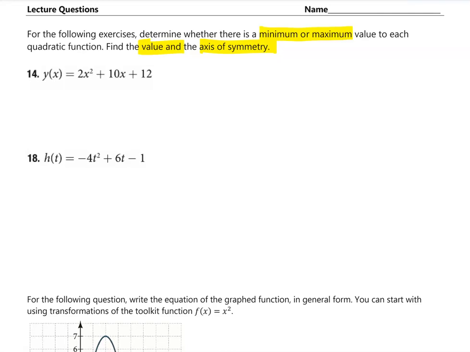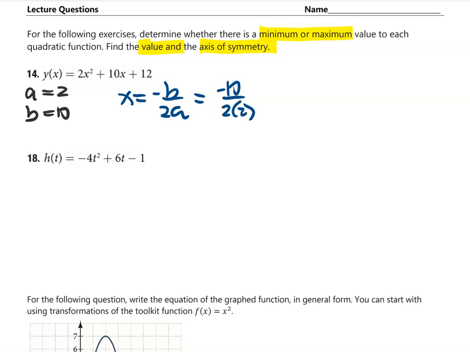Since it's in the general form, a is 2, b is equal to 10. x is equal to negative b over 2a, so that is negative 10 over 2 times 2, and this is negative 10 over 4, and that's equal to negative 5 halves. So this negative 5 halves here is actually your axis of symmetry.